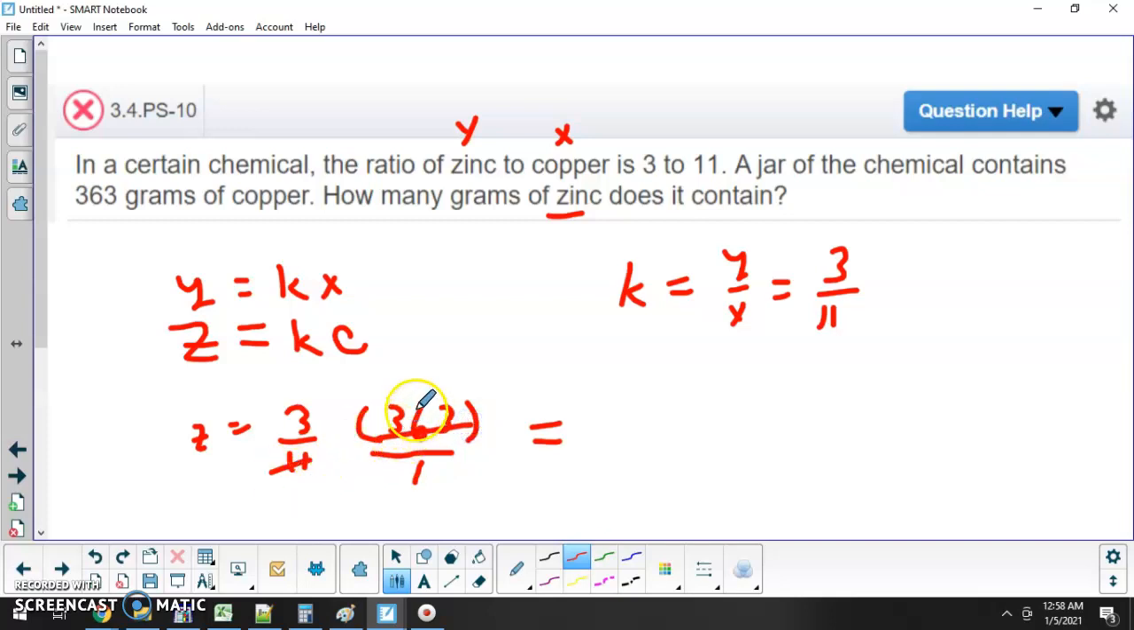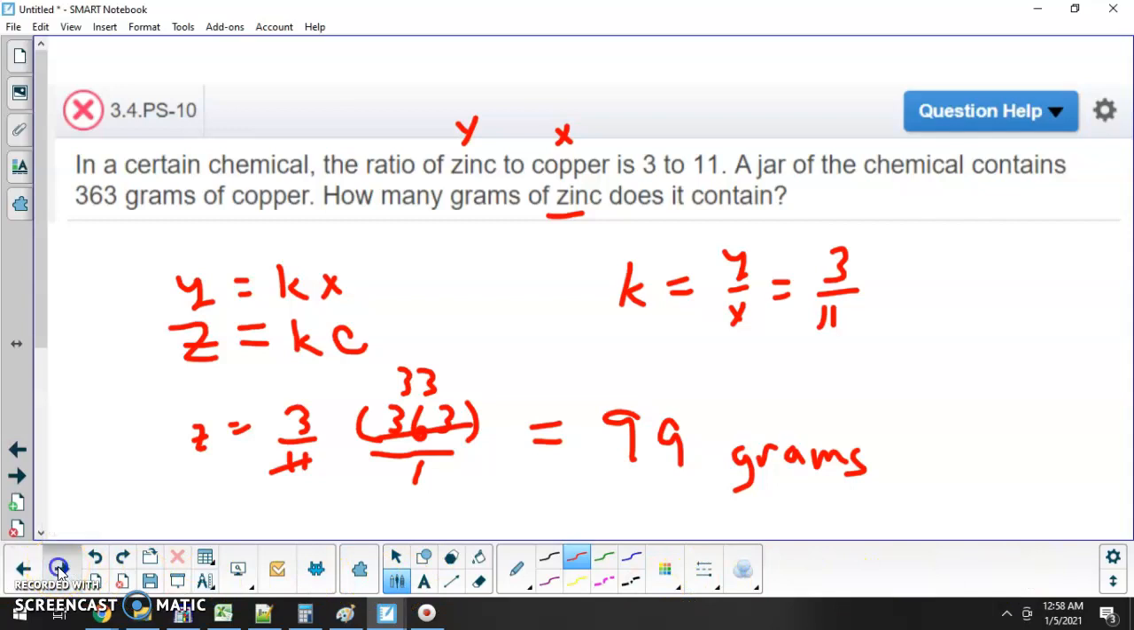11 goes into 363 33 times, so this is actually 33. And then you have 3 times 33, which is 99. So you would have 99 grams of zinc. Okay, so maybe you should write out grams just so it's clear. That's not like G. Okay, and you should probably label it of zinc.